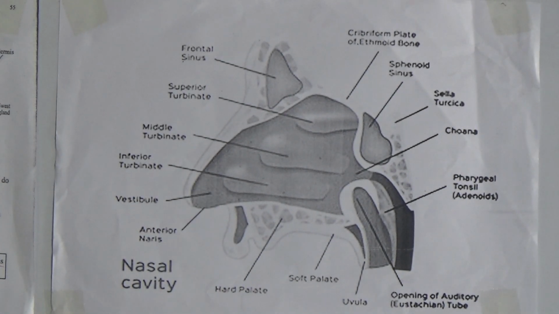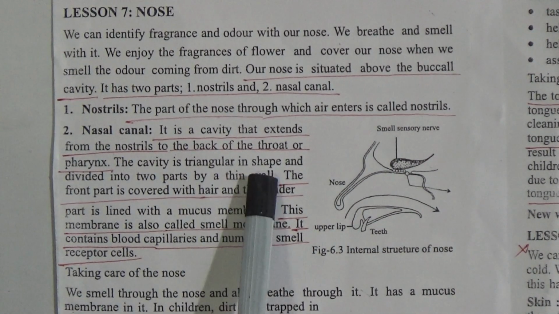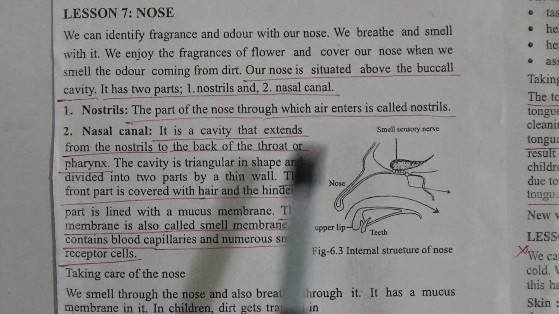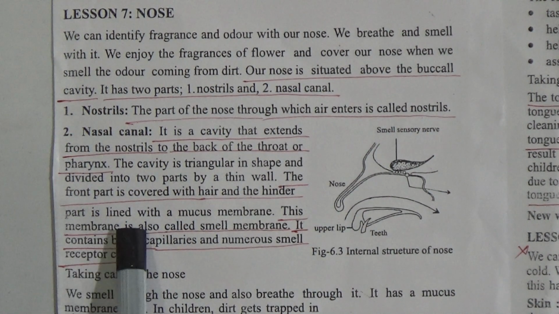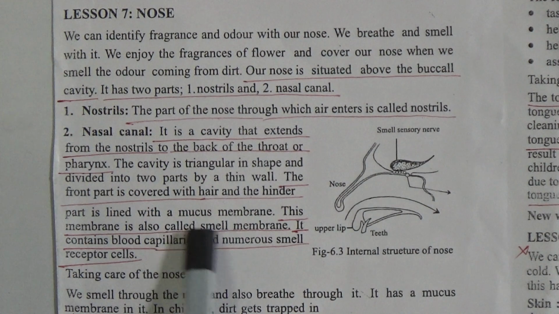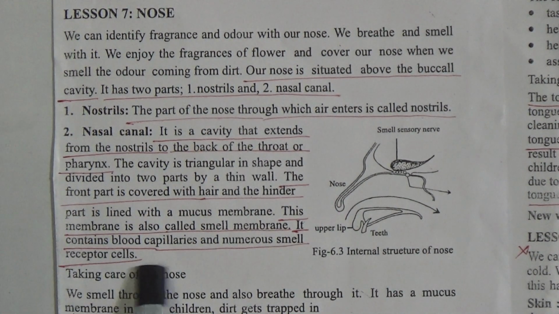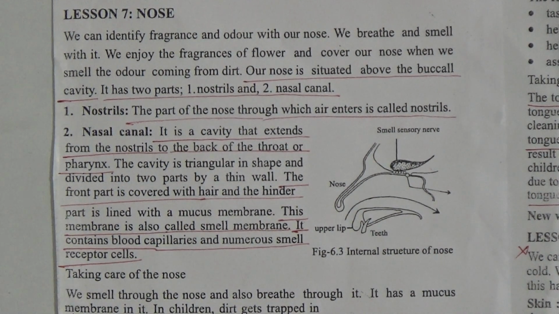Number 2. Nasal canal. It is a cavity that extends from the nostrils to the back of the throat or pharynx. The cavity is triangular in shape and divided into two parts by a thin wall. The front part is covered with hair and the hinder part is lined with a mucous membrane. This membrane is also called smell membrane. It contains blood capillaries and numerous smell receptor cells.